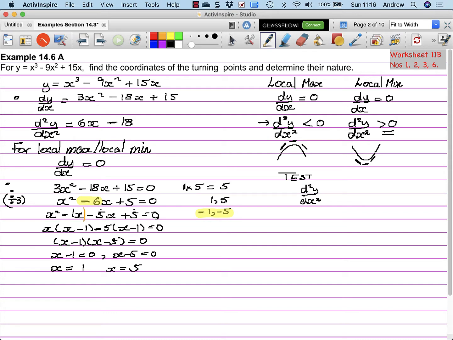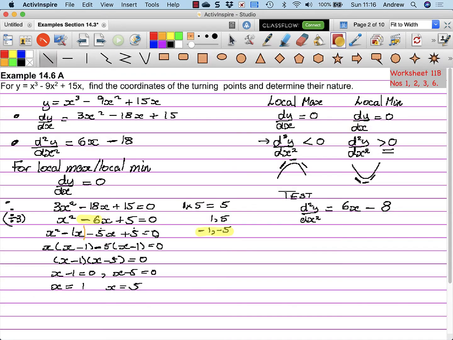And the test is on, well, d2y by dx squared is 6x minus 8. So we're testing using d2y by dx squared, and we already know from over here that it's equal to 6x minus 8. What are we testing? Well, we're testing the two values of x, which we have just calculated.